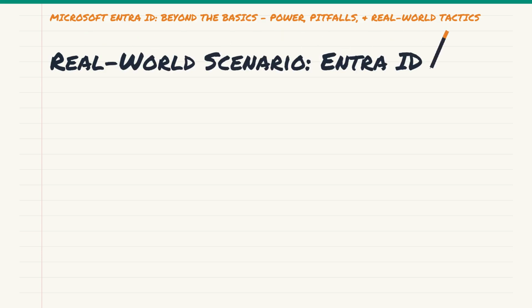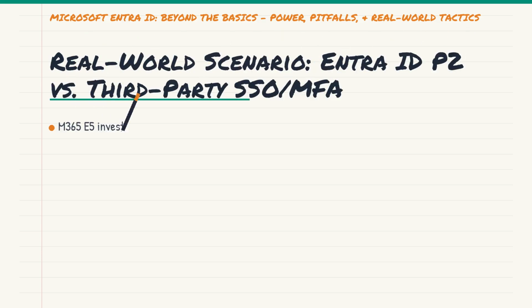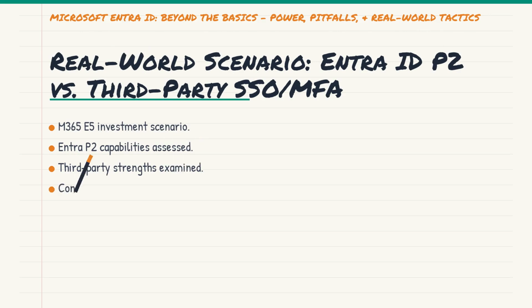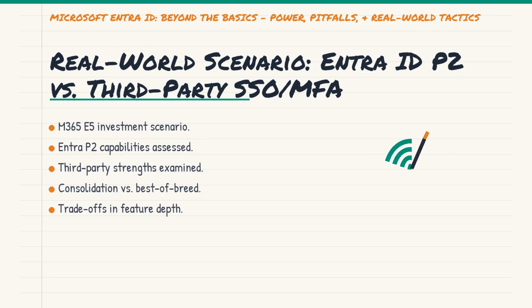Let's paint a picture. You've got a large enterprise, fully embracing Microsoft 365. They're using M365 E5 licenses, which include Entra ID P2. But they also have a significant investment in a best-of-breed, third-party SSO solution, let's say Okta or Ping, and a separate MFA platform. Now, they're debating: can Entra ID P2 truly replace these dedicated tools?